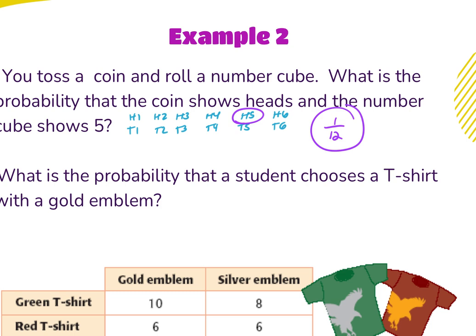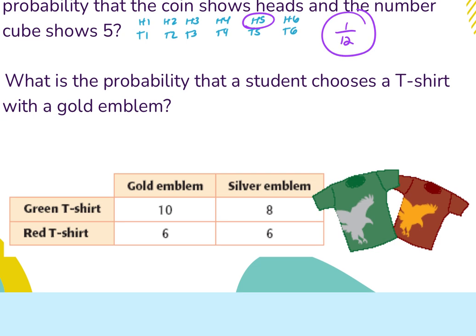B says, what's the probability that a student chooses a t-shirt with a gold emblem? So now you're dealing with a chart. ACT loves charts, okay? But a lot of standardized tests love stuff like this. The probability a student chooses a t-shirt with a gold emblem, and it's not saying a green t-shirt with a gold emblem, or red, it's saying just the gold emblem.